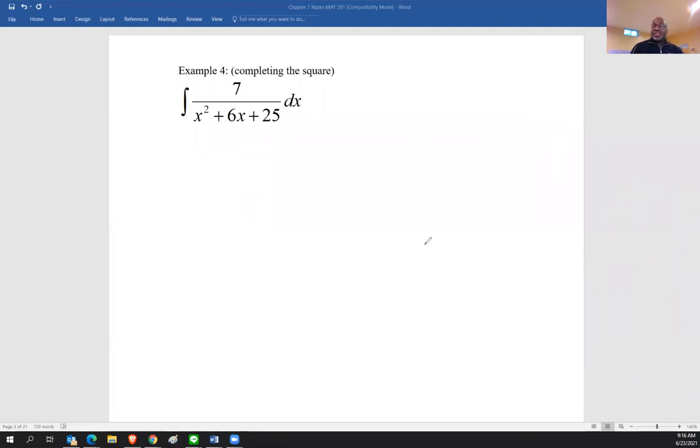All right, so now the last problem we're going to look at for this section is the method of completing the square, and we have yet another rational function. So here we have 7 over x squared plus 6x plus 25.